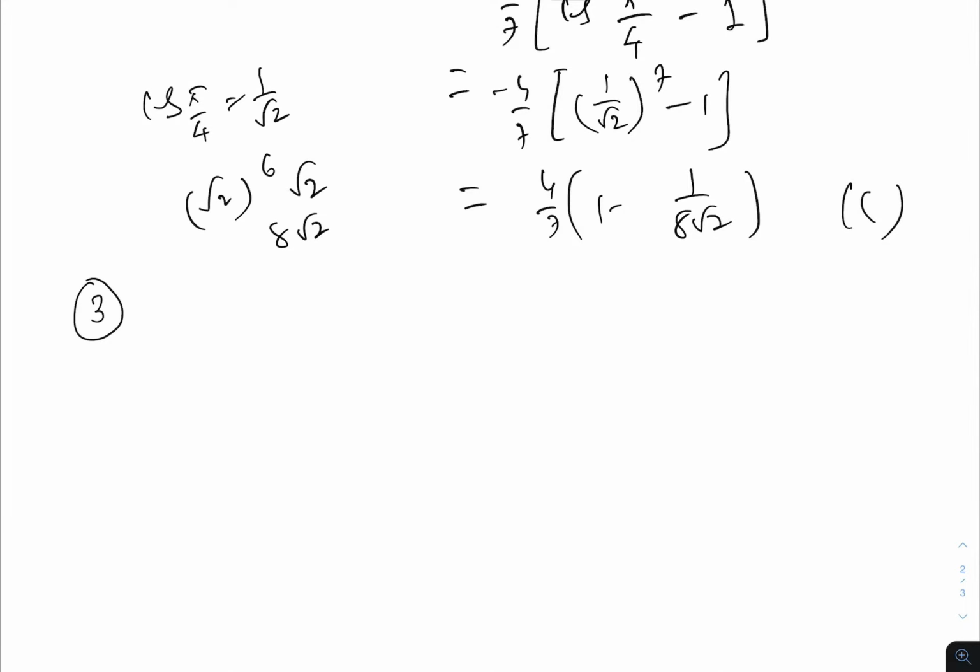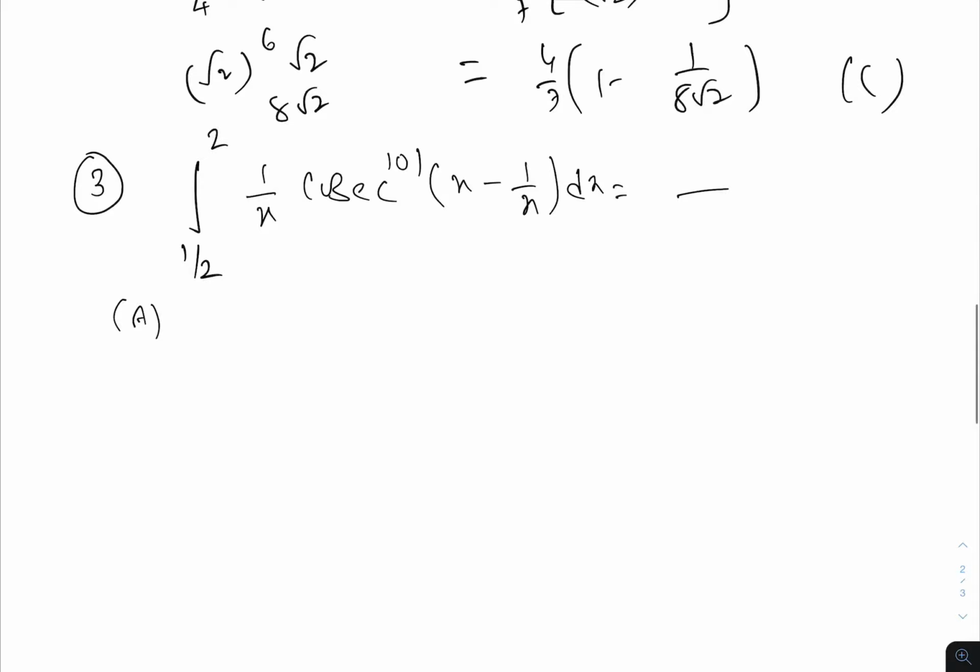Take one more example. Integration from 1 by 2 to 2 of 1 over x cosec power 101 (x minus 1 over x) dx equals blank. Options are: 1 by 4, 1, 0, 1 by 2.